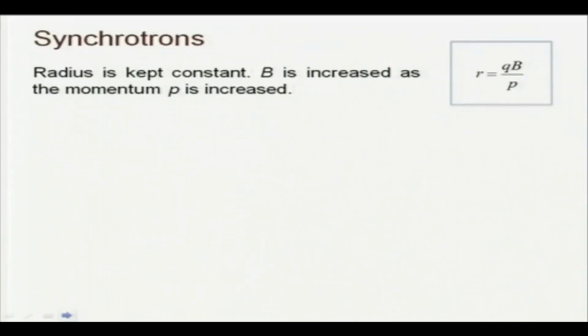How do you keep the radius constant? You look at the relation between the radius of a particle moving in a magnetic field under the Lorentz force, and the magnetic field, its charge and momentum. You see that R is equal to Q times B over P. So, as P is increased, you can change your magnetic field so that R remains the same. Q for a particle remains the same, so only B and P need to be related to each other, so that R is kept constant.